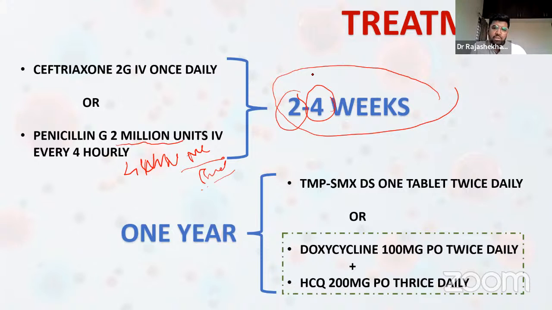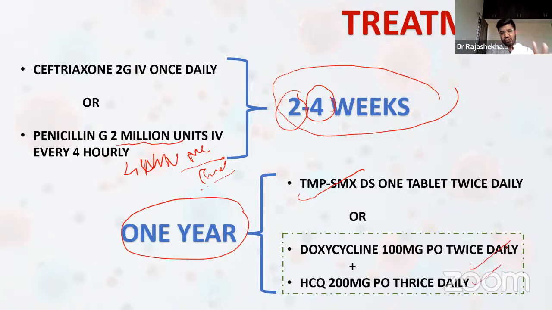After this 2 to 4 weeks induction therapy, we practice maintenance therapy for 1 year. In this maintenance therapy, there are two regimens available. You can use either Septran, that is trimethoprim-sulfamethoxazole double strength dose, or you can use a combination of doxycycline with hydroxychloroquine for 1 year.